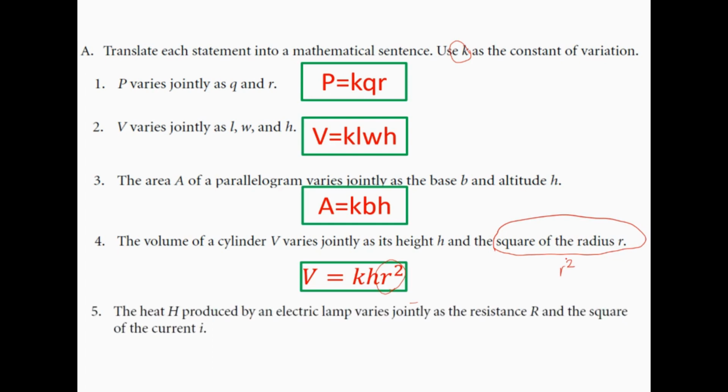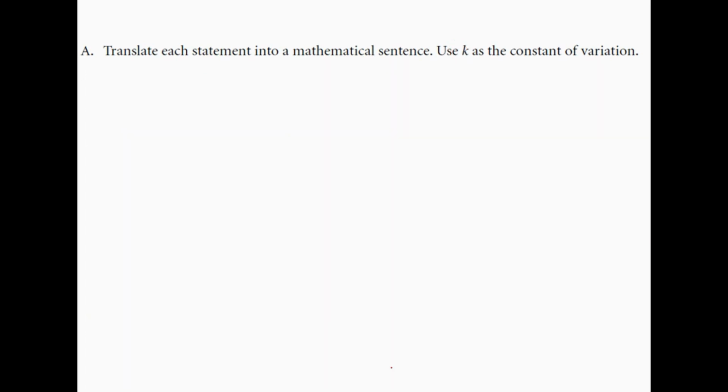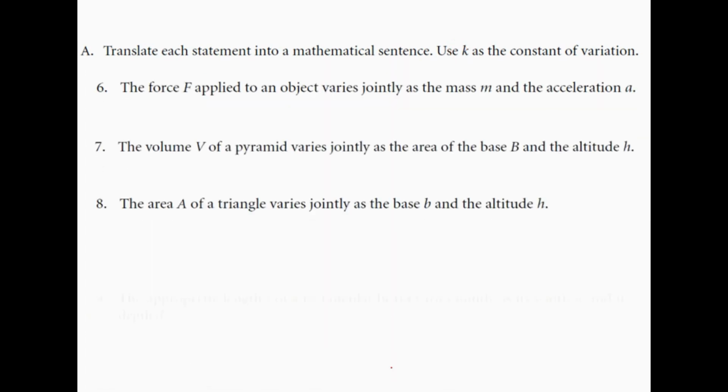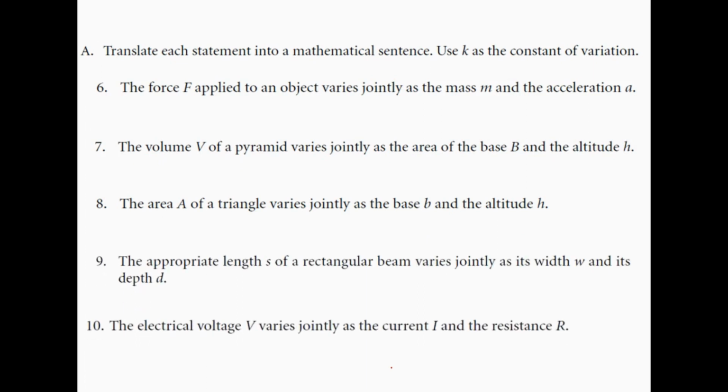Next, the heat H produced by an electric lamp varies jointly as the resistance R and the square of the current I. So we have H equals KRI squared. So the same case with number 4, square of the current. So that's why we have I squared. Okay. So the last 5 questions are given to you. So let's see if you know how to write each statement as a mathematical sentence.